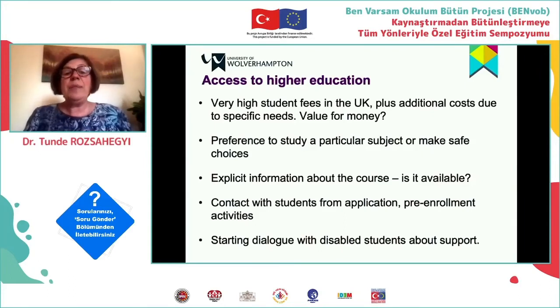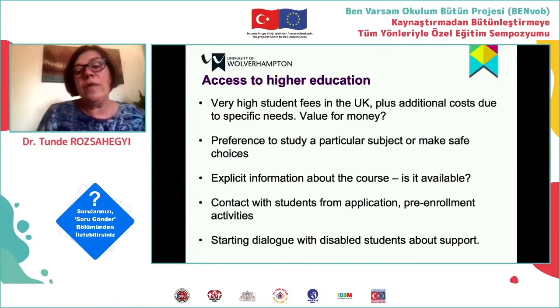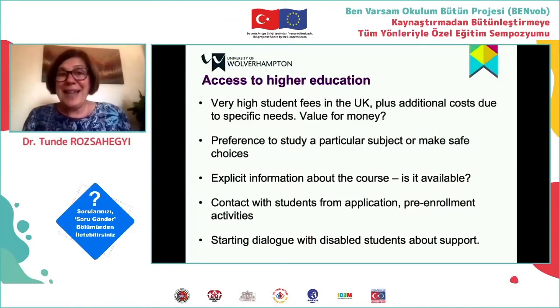They see how they will be supported, and they start to establish contact with the academic staff who will be facilitating their learning throughout the 3 years. Another very important point, at the time of application and enrolling to university, is to start an honest and open-minded dialogue with disabled students about their needs, about the support which is required. So by the time they actually start the course, there will be support put in place for them.